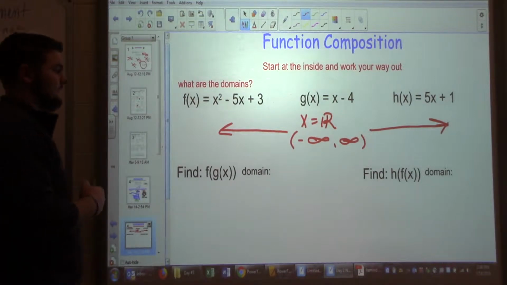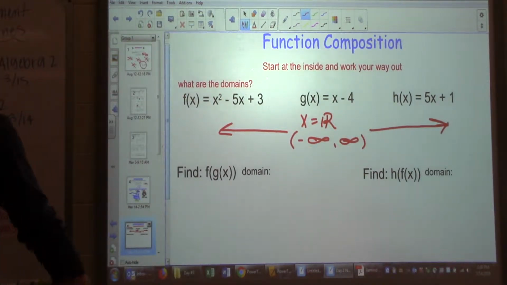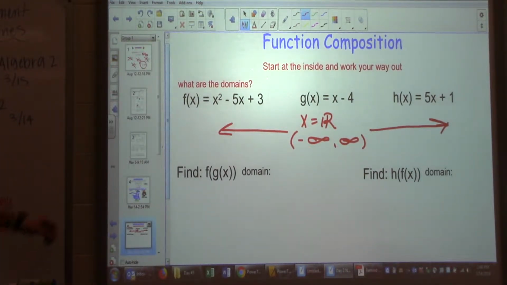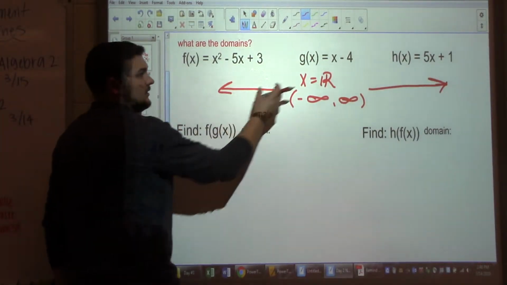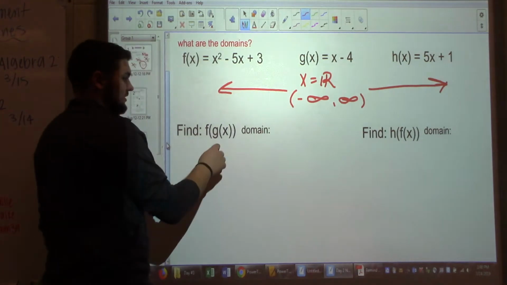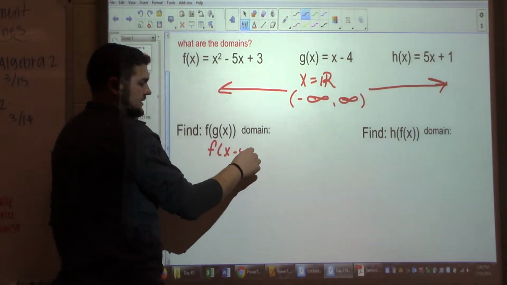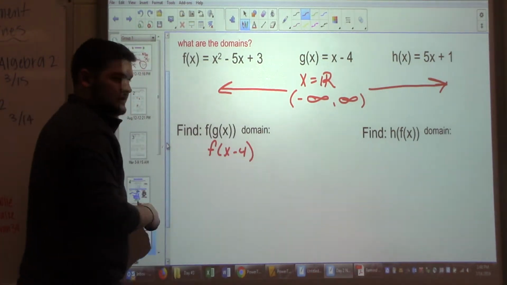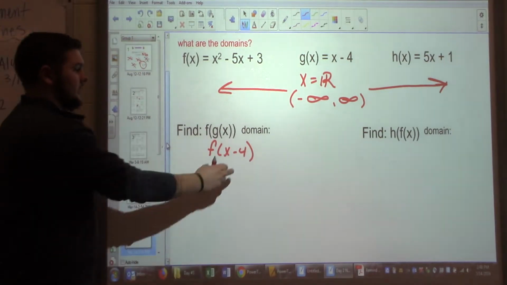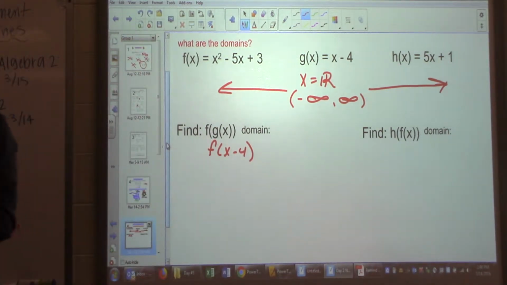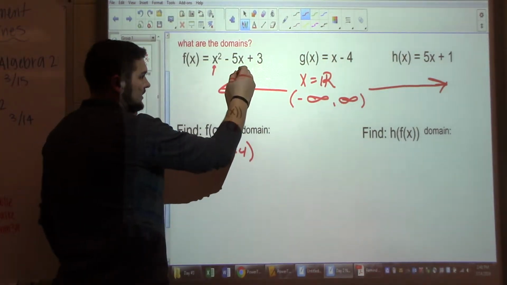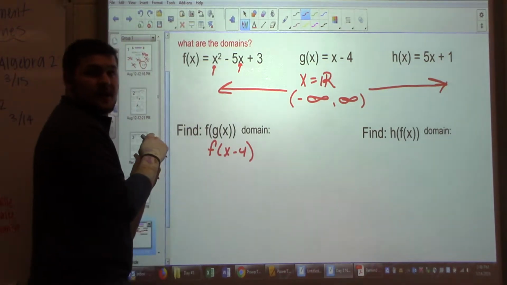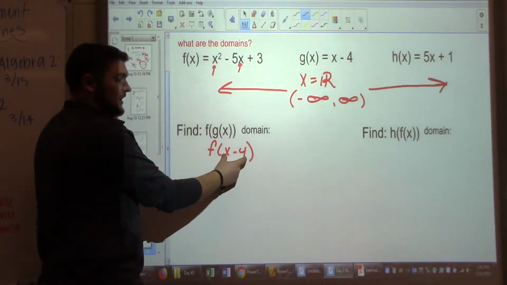Okay. Find f of g of x and the domain. So the result of g of x, right? What does it equal? It equals x minus 4. F of x minus 4. So I'm taking x minus 4 and I'm throwing it into my f function, and I'm plugging it in anywhere I see an x in my f function. In this case, I have one right there and I have one right there. I'm replacing those x's with x minus 4.